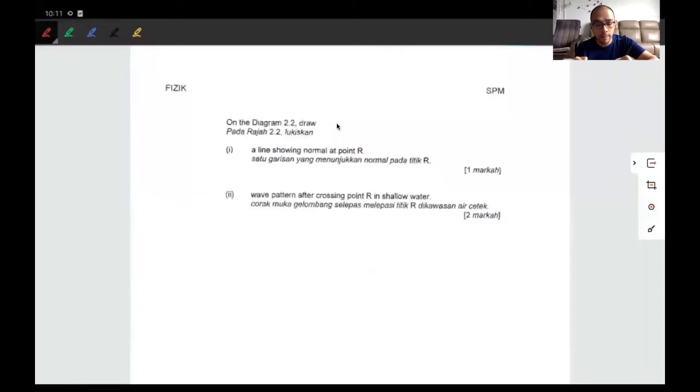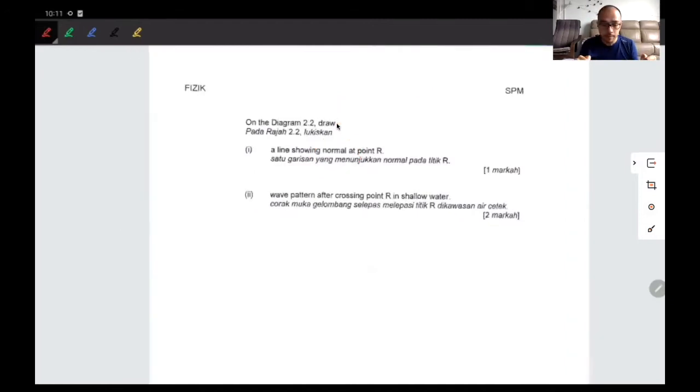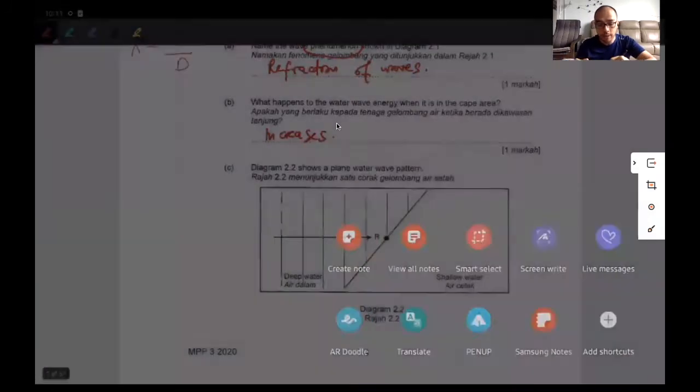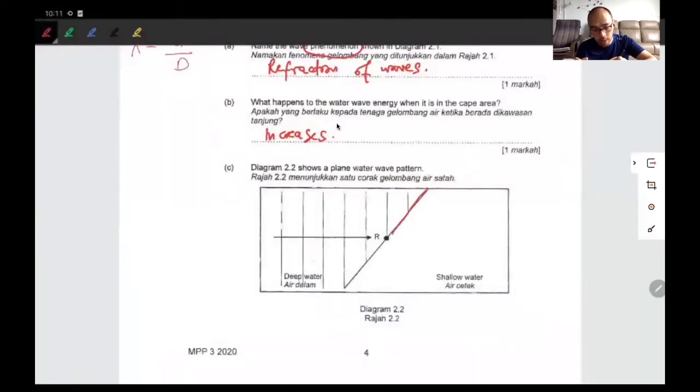So remember, normal is always perpendicular to the border lah. I'm going to call this border, tapi sebenarnya it's called perpendicular to the plane lah. So this is the border, here is where the border is. So if this is the border at point R, the normal line is always perpendicular, 90 darjah to this.